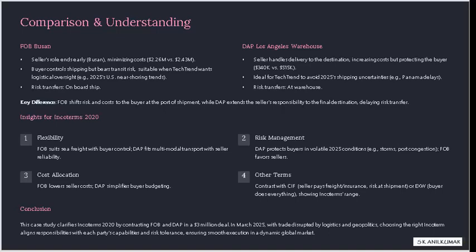DAP simplifies the buyer's budget. Other terms are CIF, where the seller pays freight and insurance, or EXW, where the buyer does everything. So different Incoterms assign different risks and roles to different parties. The conclusion is that when trade today is being disrupted by logistics or geopolitics, choosing the right Incoterm will help you align your roles and responsibilities. If the risk transfers by putting it on the ship, that is a good Incoterm for the supplier.